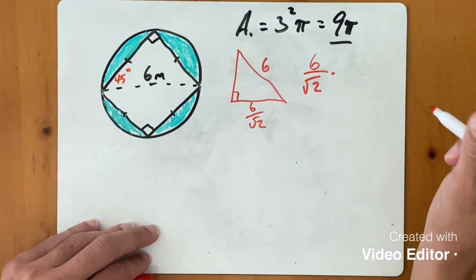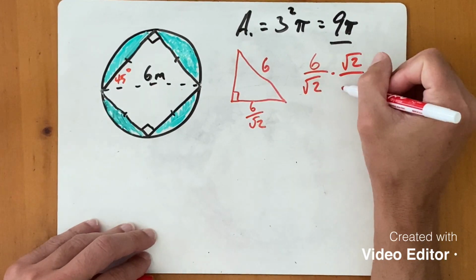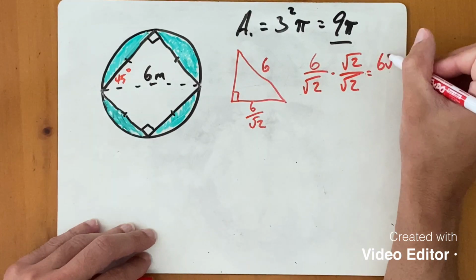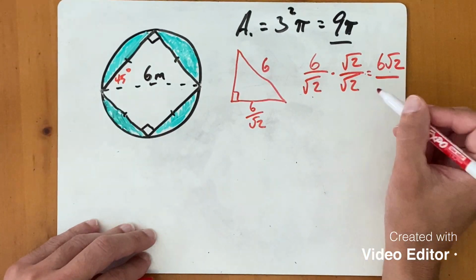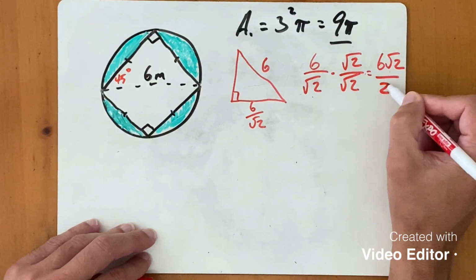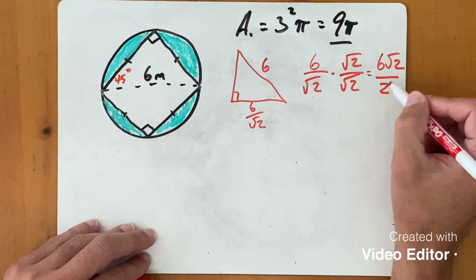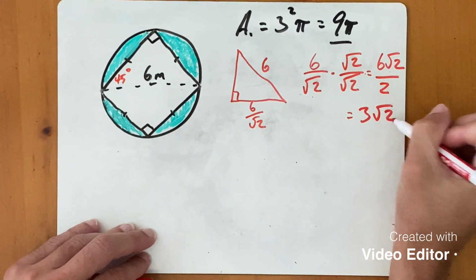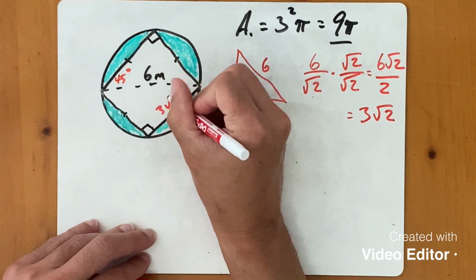So 6 over the square root of 2. Remember, we're going to rationalize the denominator. That's when we multiply the top and bottom by the denominator to get rid of that radical on the bottom. So we multiply straight across. I get 6 square roots of 2 over square root of 2 times square root of 2, which is the square root of 4, which is equal to just 2. Then we can simplify the numbers on the outside. 6 over 2 is equal to 3 over 1. So this simplifies to 3 square roots of 2. So that's the length of one of those sides there.